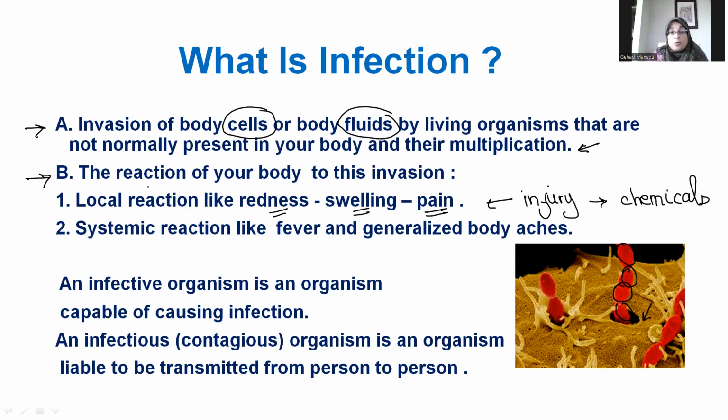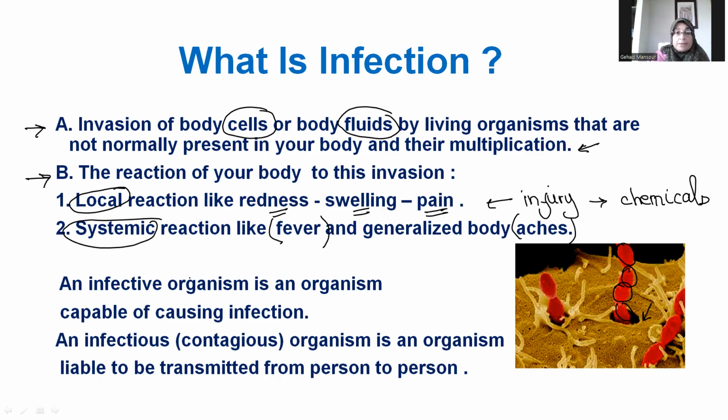These are local reactions, meaning that they are reactions at the site of penetration, but there are also systemic reactions. When we say systemic, we mean they affect the body systems, and usually systemic reactions of infection include fever and generalized body aches or pains. We have all experienced fever and pain during influenza and common cold.